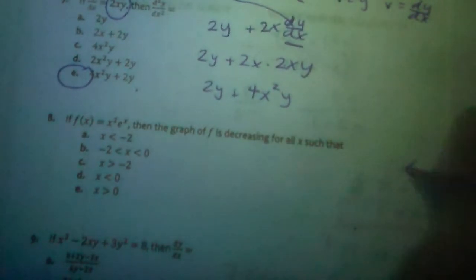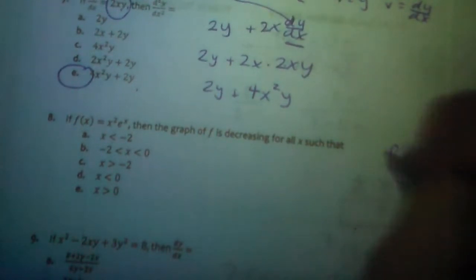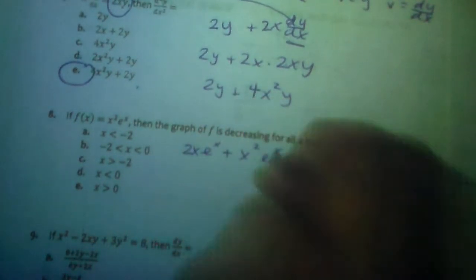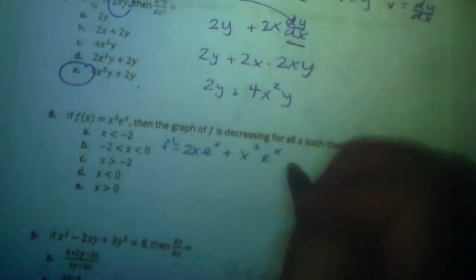Graph is decreasing. I'm going to want to make an f prime number line. So first I need to find f prime. This is product rule, so 2x e to the x plus x squared e to the x. This is my f prime. Set it equal to 0.